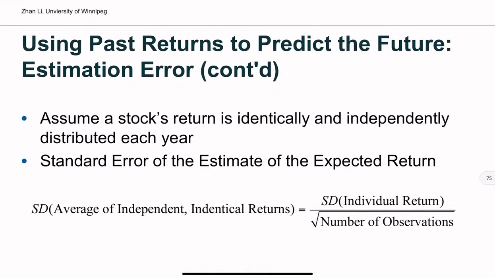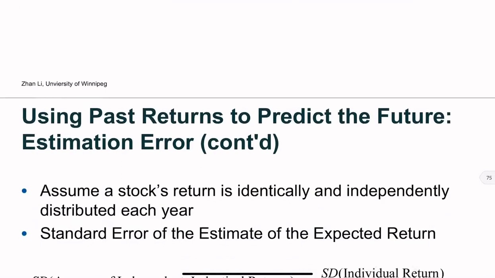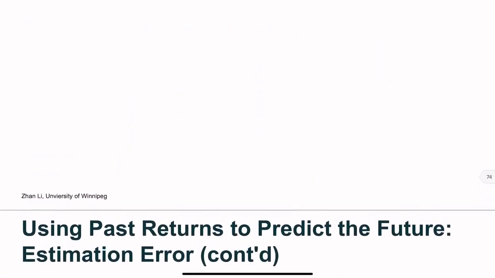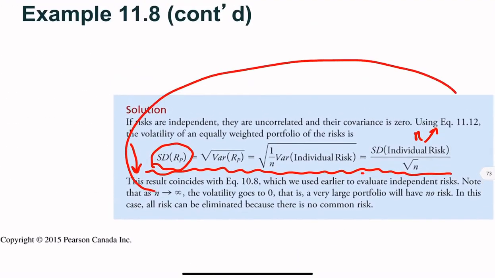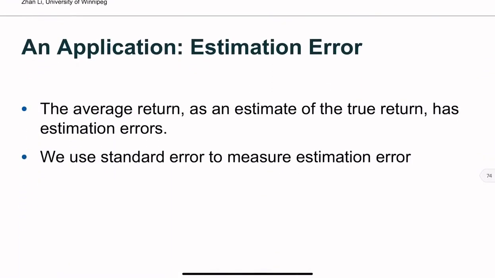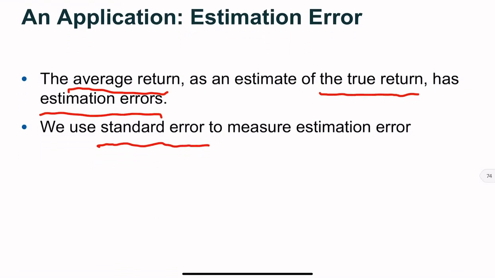Let me see if I have time for this. Okay, an application of this result is about estimation error, right? So what is this estimation error? Of course, it's the error on your estimation. Whenever you're trying to use average return to estimate the true return, there will be some mistakes. There will be some estimation errors. Now, how do we measure this estimation error? Well, we could use standard error to measure this estimation error.